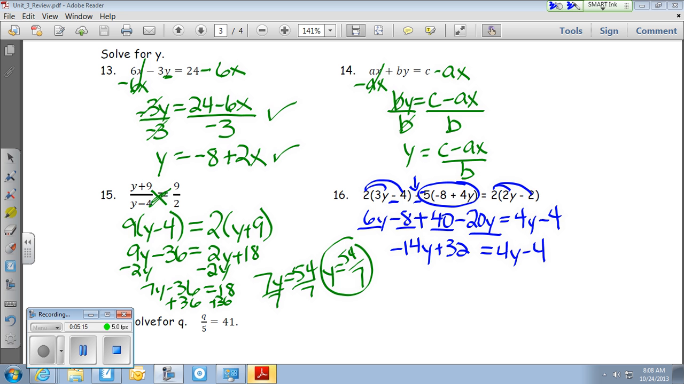Then I'm going to get my y's on one side, and my rule of thumb is to put it on the side that makes the variable positive, so that means I'm going to add 14y to both sides. That leaves me with an 18y on the right. That means I'm going to add 4 to both sides. 18y is equal to 36, then divide by 18, and y is equal to 2.